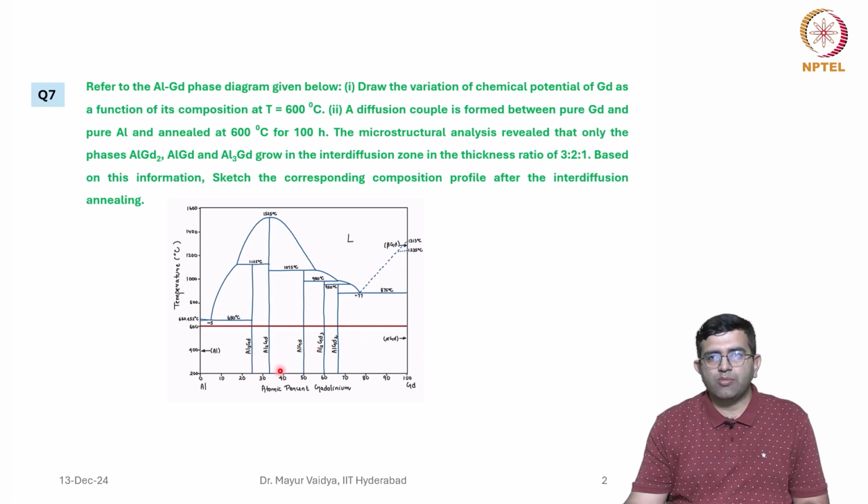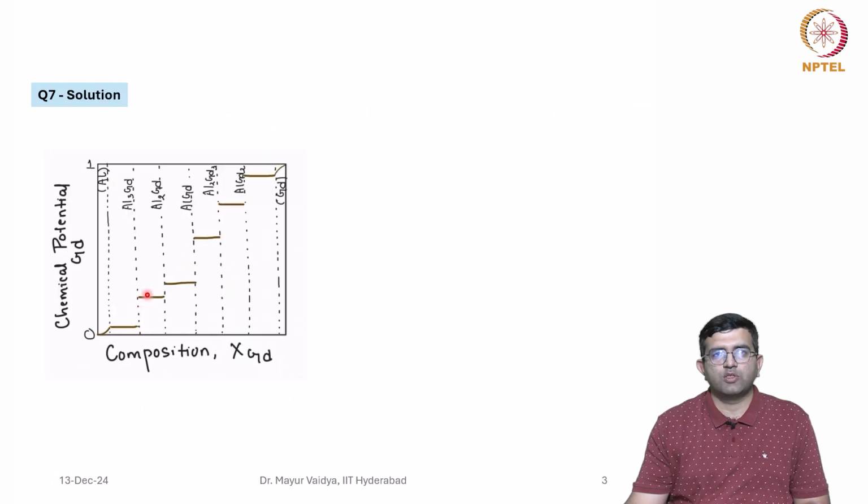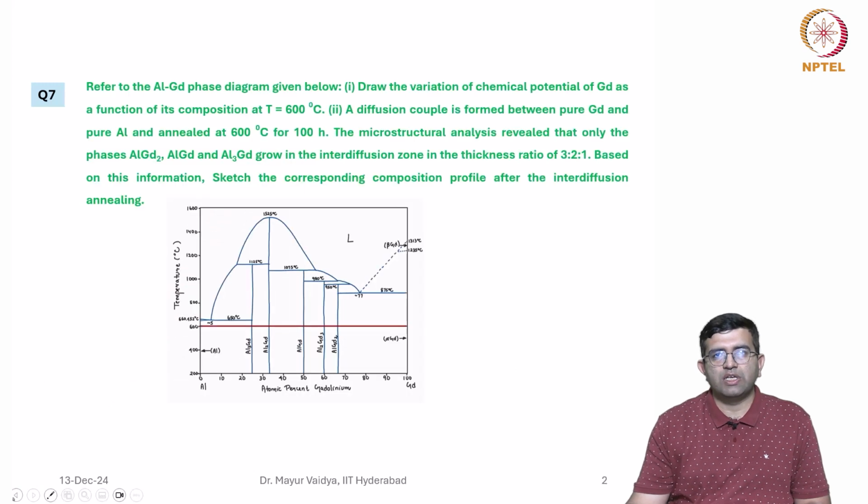And because these intermetallics subsequently grow in gadolinium content, their chemical potential of gadolinium will keep on increasing. So, you see here, then here, then this value is higher, this value is higher, then this is the last region with gadolinium solid solution, and finally the pure gadolinium. So, this is how you can draw the chemical potential graph. You can count here the number of two-phase regions, and the same is reflected in the phase diagram as well.